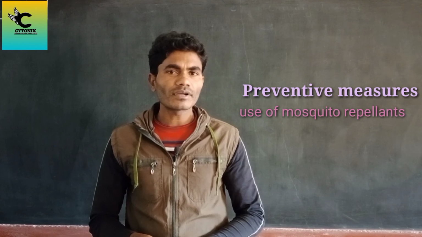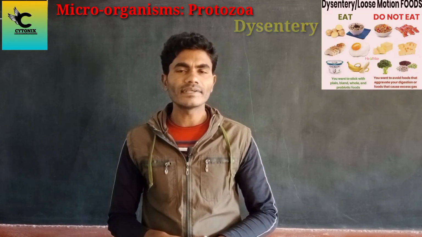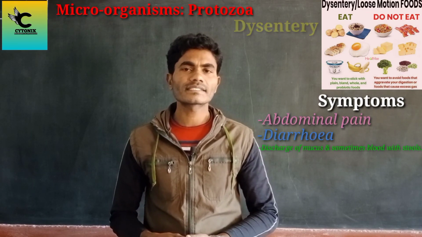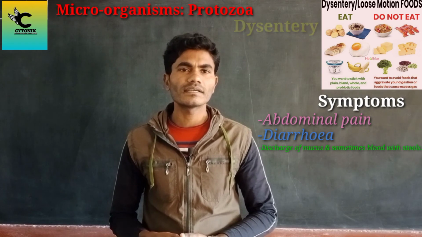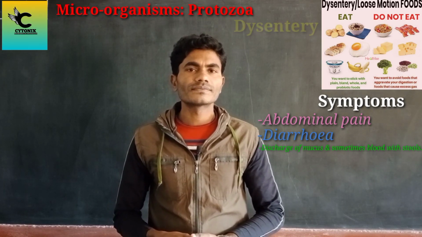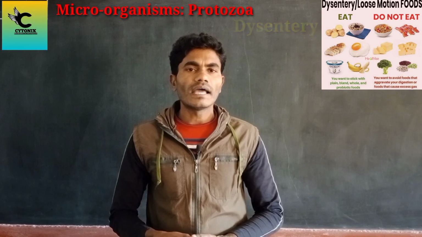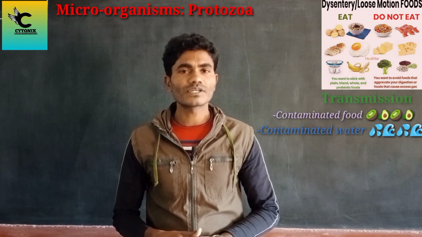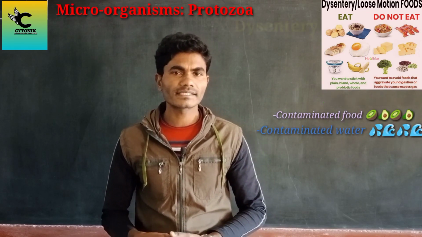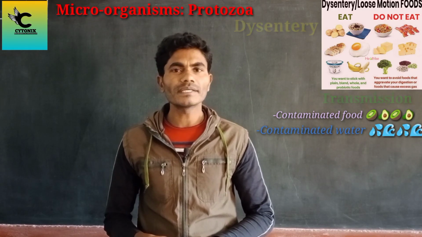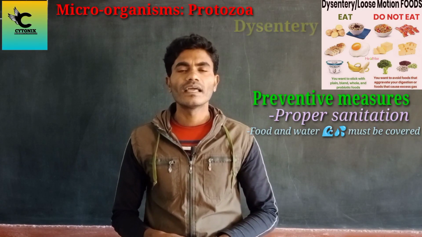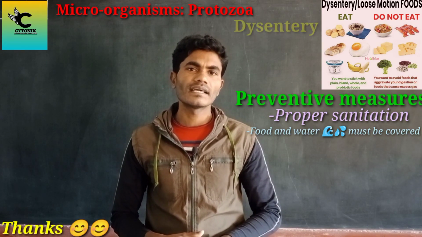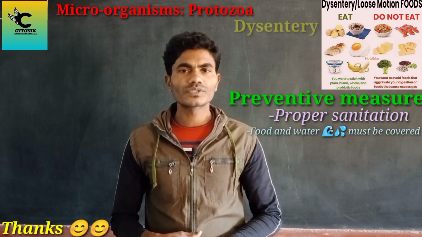Next, the second is dysentery. The symptoms are vomiting, abdominal pains, and in the stool there is blood, sometimes mucus. The mode of transmission is contaminated water and food. General prevention of dysentery is proper sanitation and covering of food and water, and we have to use hot water and hot food.